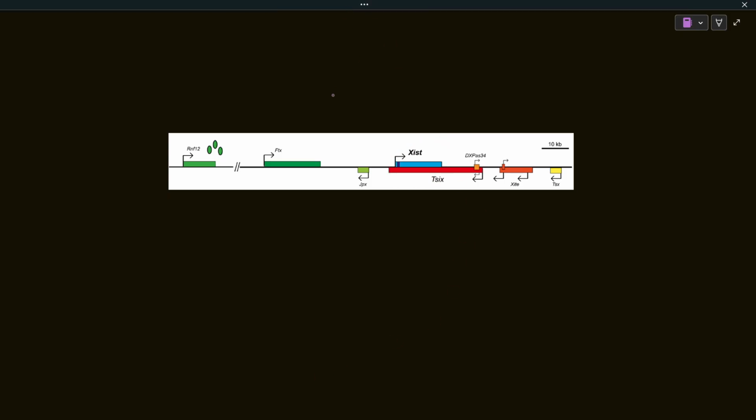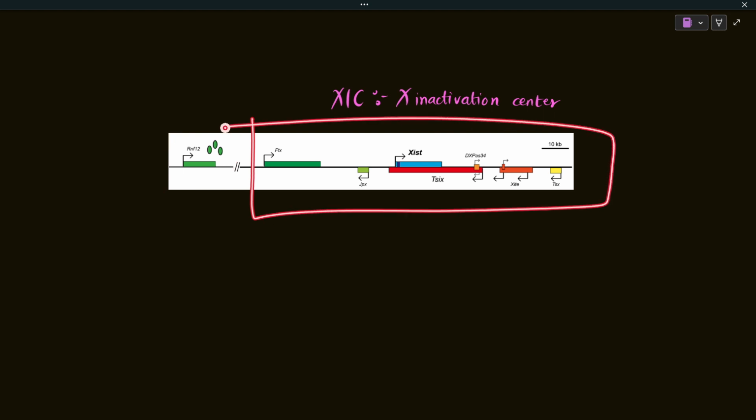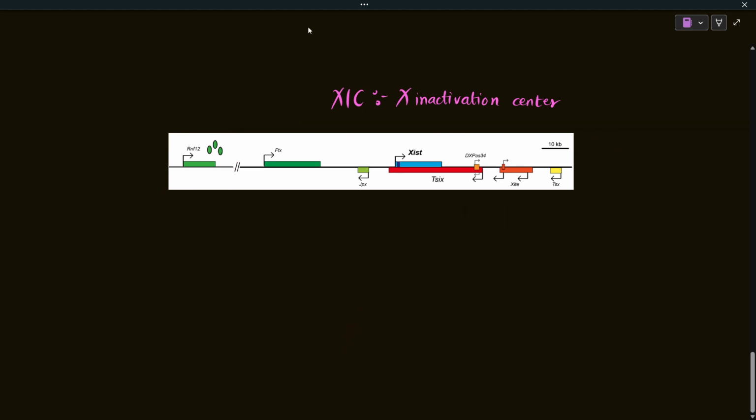Today we are going to discuss the XIC, X inactivation center. This is a region in the X chromosome which is responsible for X chromosome inactivation. There are certain important parts of it, and all of them are non-coding except RNF12. We have already discussed RNF12 in the last class, so today we are only going to focus on the other parts. The X inactivation center consists of Xist, which codes for a long non-coding RNA, and it is going to do the inactivation.